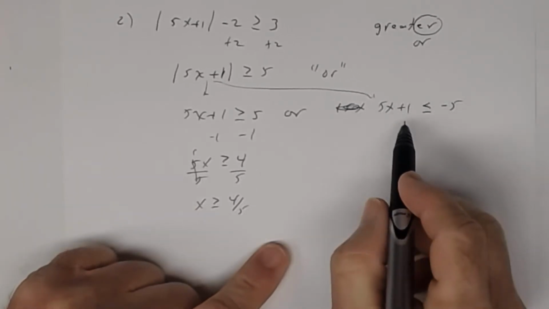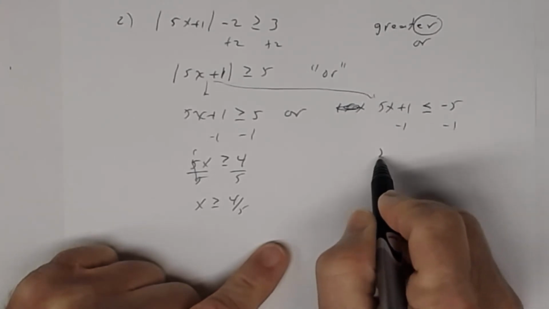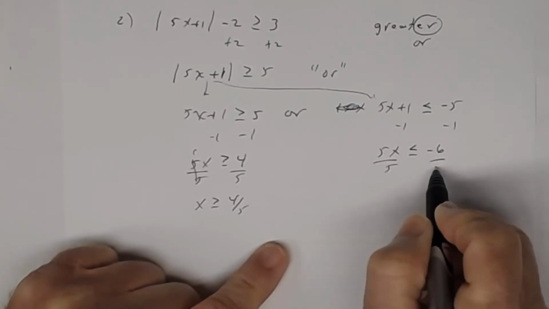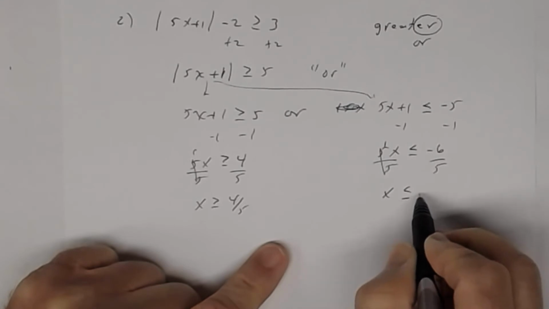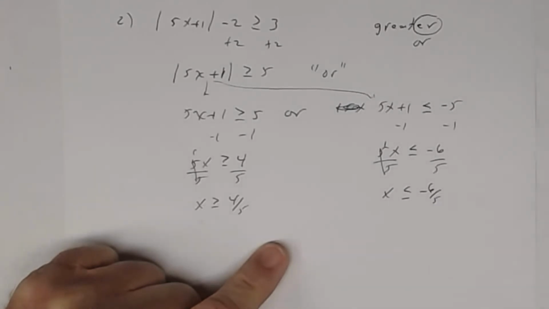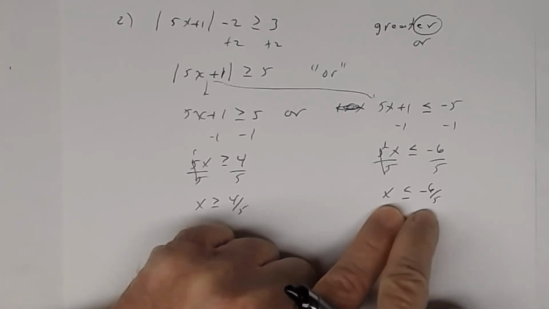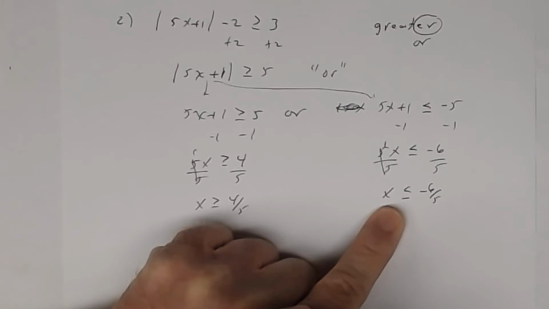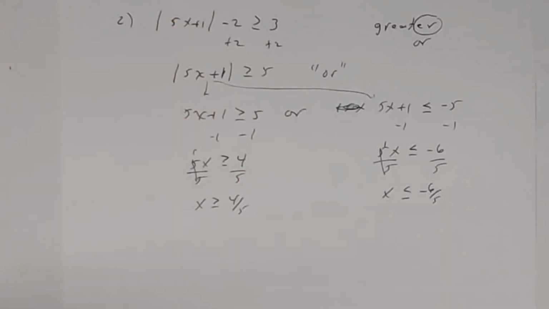Okay, over here, let's solve for x. I subtract 1 from both sides. I get 5x is less than or equal to negative 6. Divide both sides by 5. I get x to be less than or equal to negative 6/5. So what I found here is the solution to this linear inequality, but I'm trying to find the solution to the original, the one that's the absolute value.